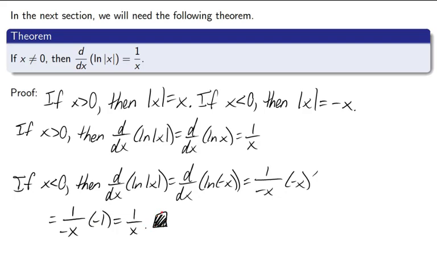There you have it. When x is positive or negative, the derivative of natural log of absolute value of x is still 1 over x. This kind of extends the rule that we had before. We'll use that in the next section.